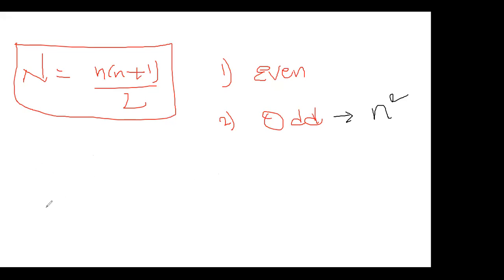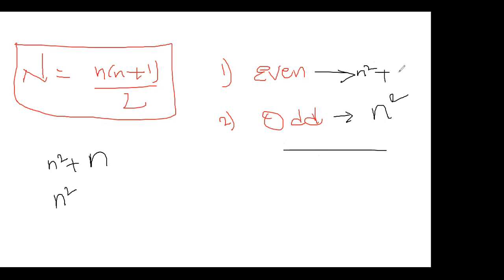There are two formulas. For the odd numbers, sure, it is n square. For the even numbers, it is n square plus n, sorry, not n square plus 1, n square plus n.